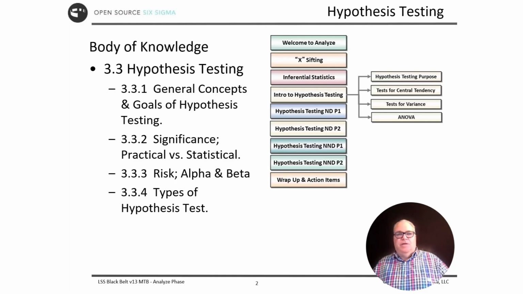So in this section, we're going to cover the basics of setting up and performing hypothesis tests, talking about practical versus statistical significance. What kind of risks are we willing to take? So we're going to go back to that truth table that we saw in the decision systems analysis, or the attribute assessment agreements, and all the different types of hypothesis tests that we can do.